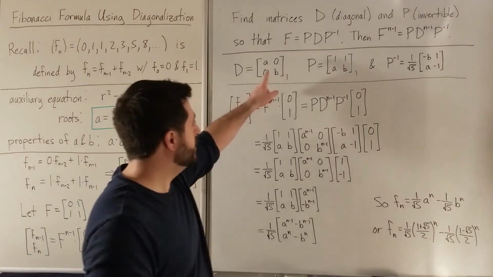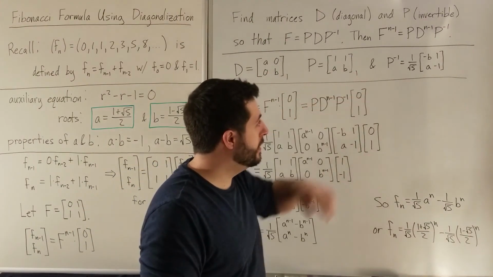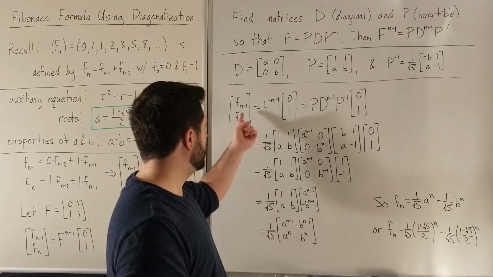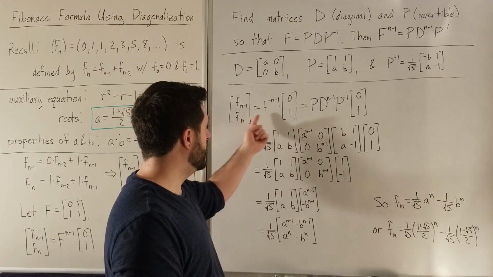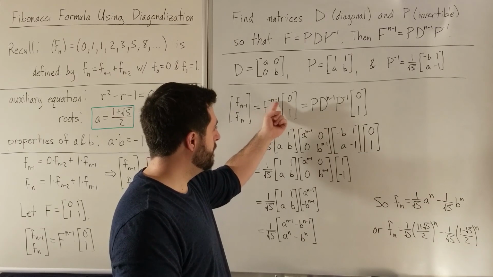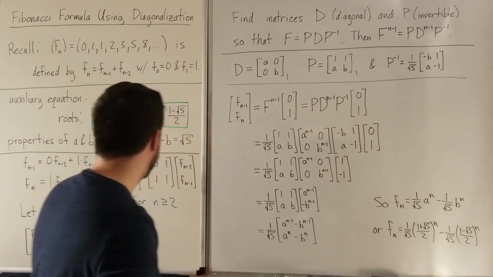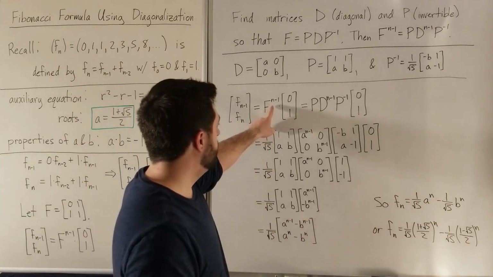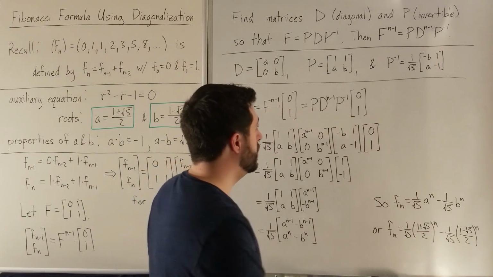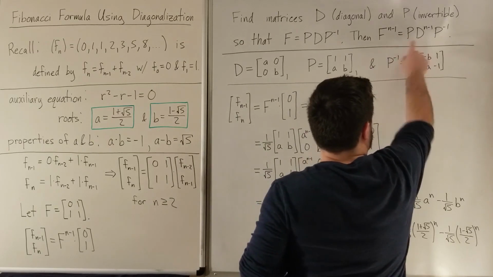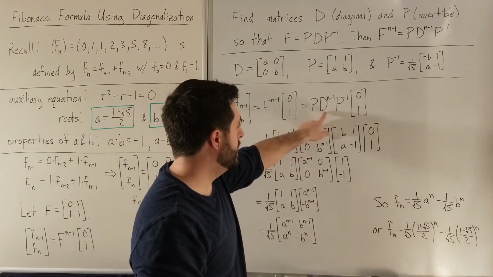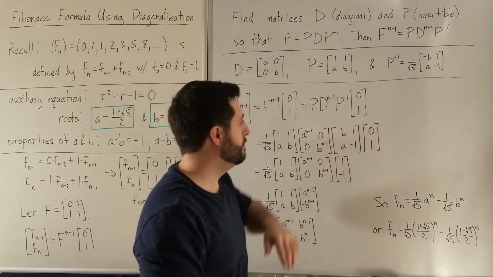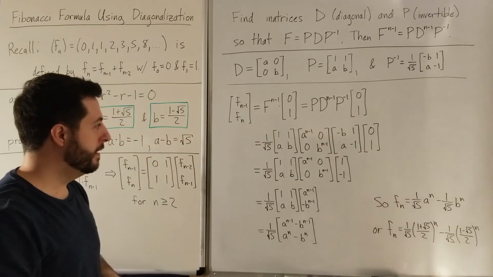We're now going to use our matrices D, P, and P inverse that we've just found to simplify this expression: the vector f sub n minus 1, f sub n equals F to the n minus 1 times the vector 0, 1 that we had from over here. So I'm going to replace F to the n minus 1 with this equivalent form, P D to the n minus 1 times P inverse, and I'm going to multiply this by the vector 0, 1.